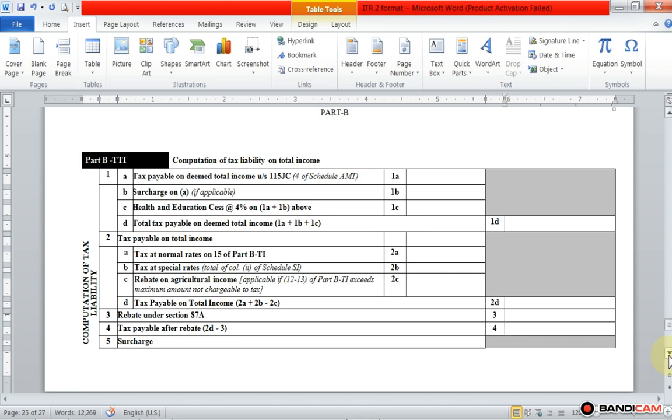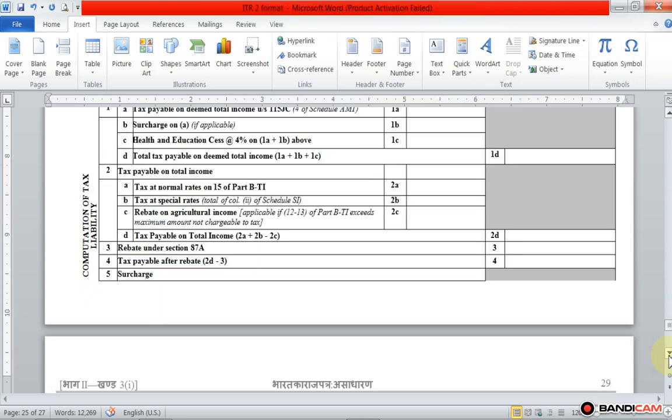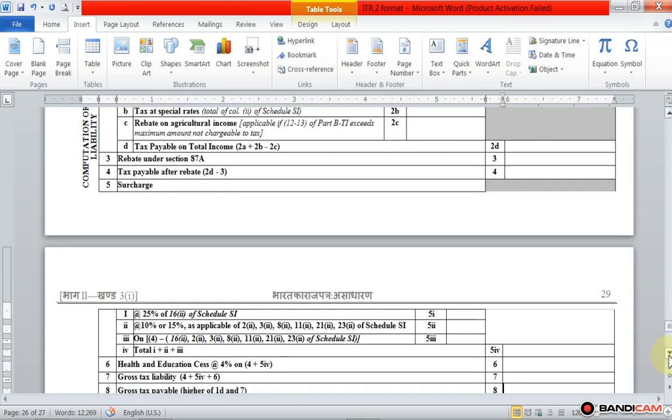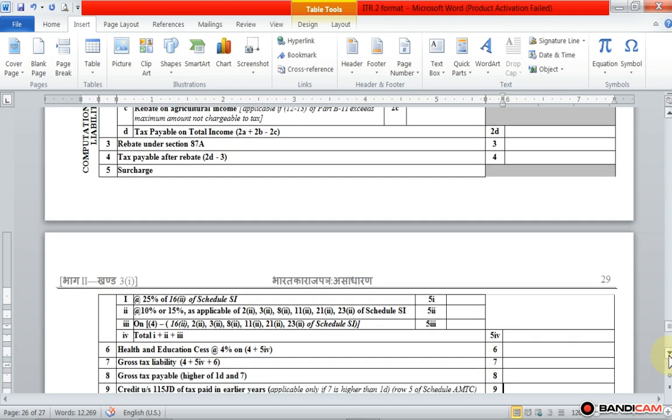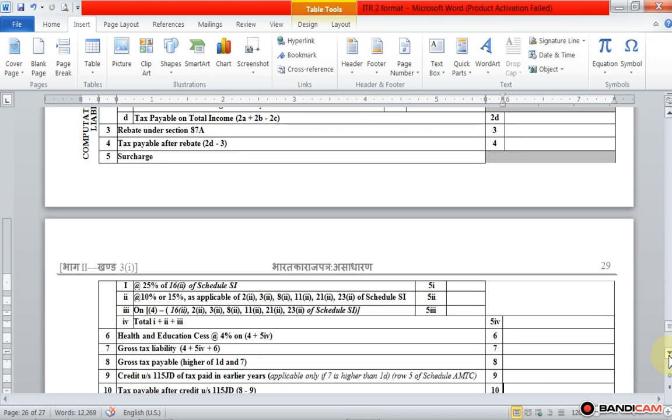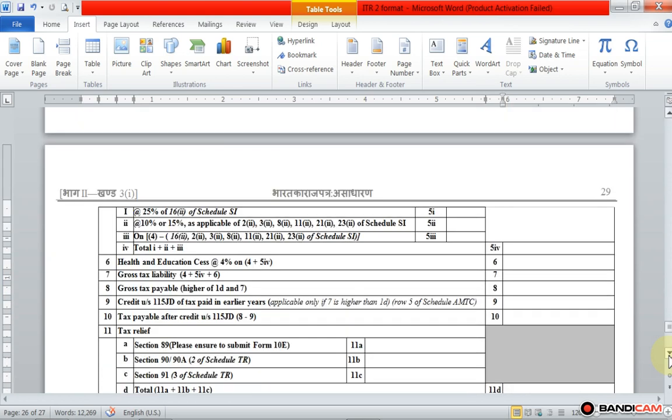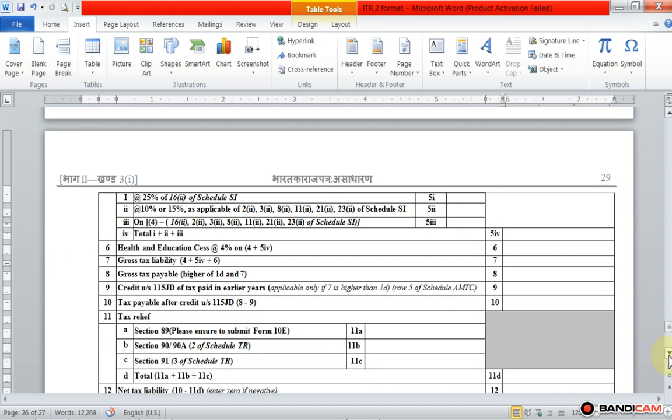Then tax payable after rebate, then surcharge on tax. The surcharge includes 25% of the 16th second of Schedule SI, 10%, 15%, as applicable. Then we make a total, 1 plus 2 plus 3 is equal to total 5, 4. Then we add 4% health and education cess. Then we get the gross liability, that is 4 plus 5, 4 plus 6.